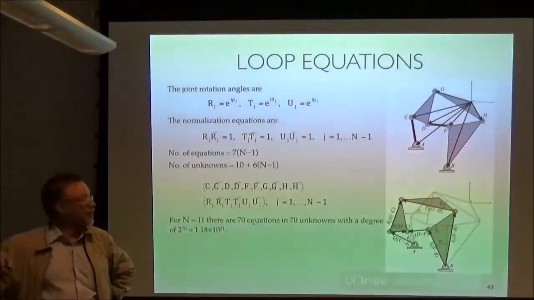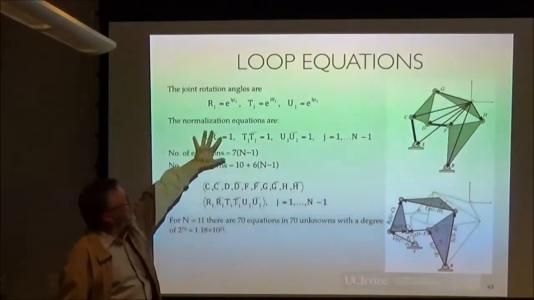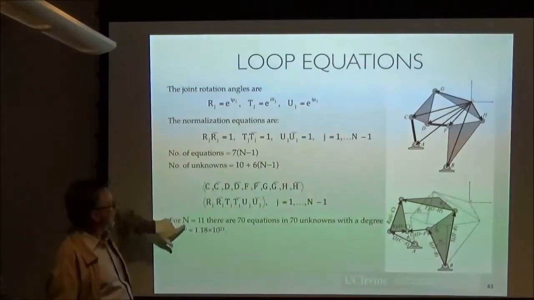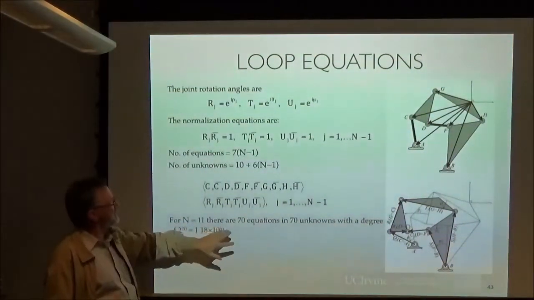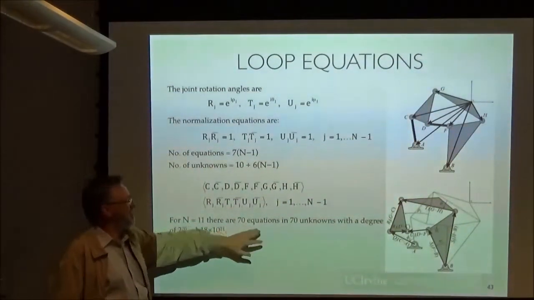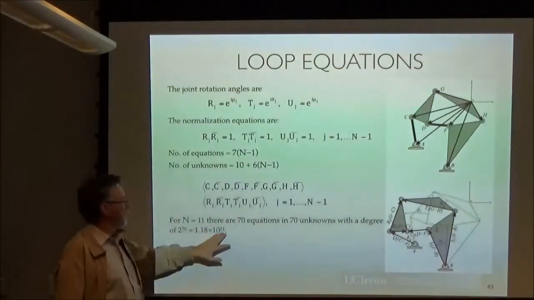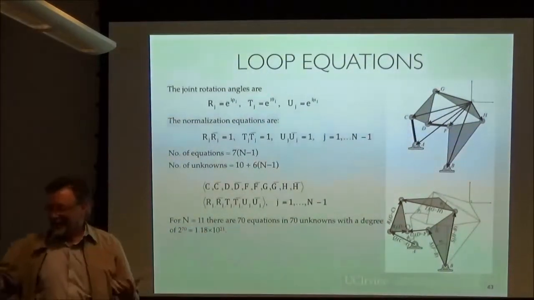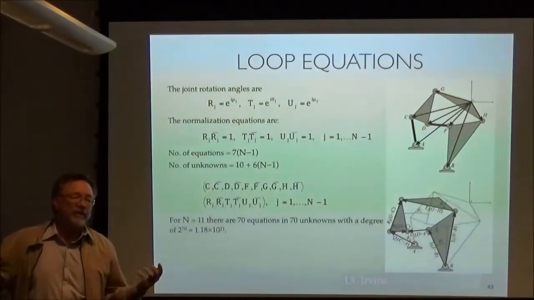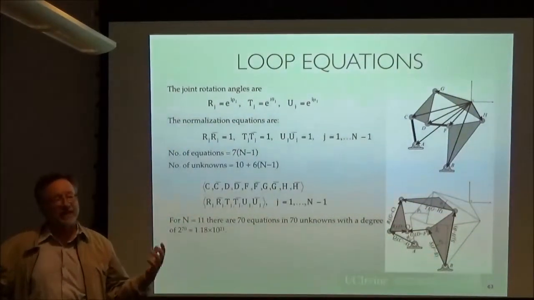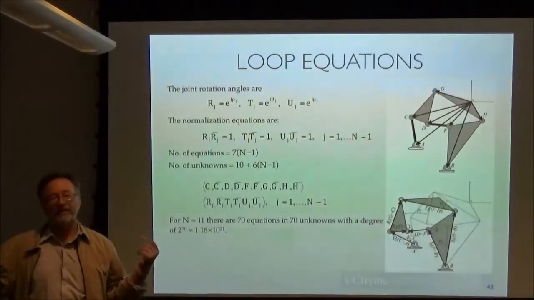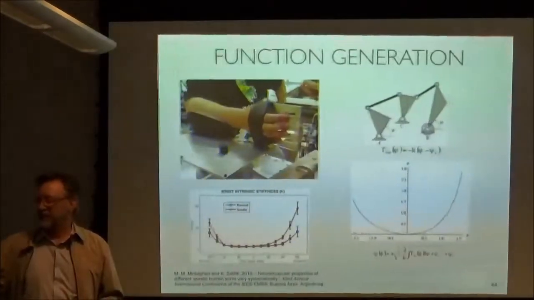So we get these loop equations. They partition in a particular way. We can get, for example, in this case, 70 equations and 70 unknowns with degree 21. The methodology of getting us there is straightforward. It boils down to now solving these things. Okay.